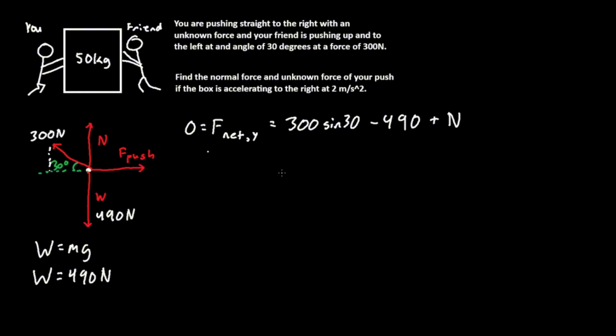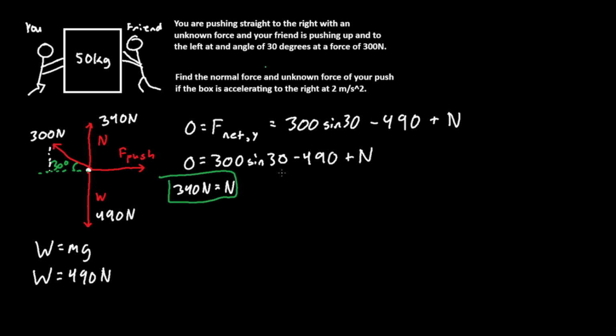And what you can actually do is set this entire equation, 300 times sine of 30 minus 490 plus N, equal to zero. If you were to just solve for N here, you would get that the normal force is equal to 340 newtons. So the normal force is equal to 340 newtons. Now, we solved for the normal force, so that's a check. It's good.